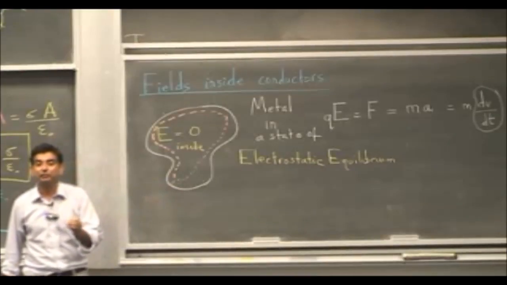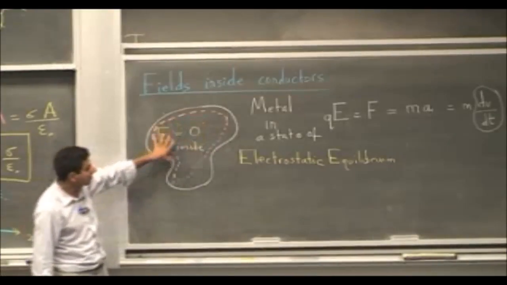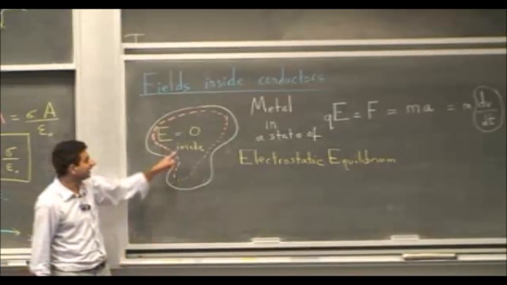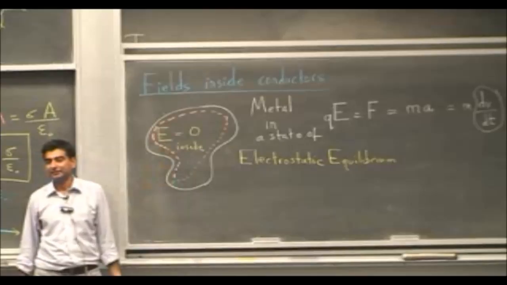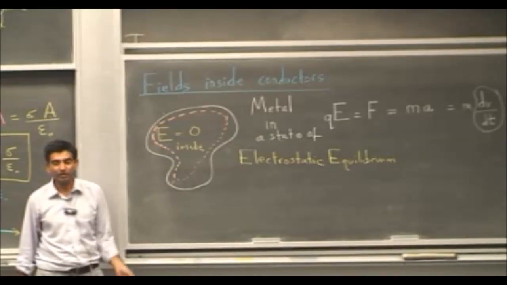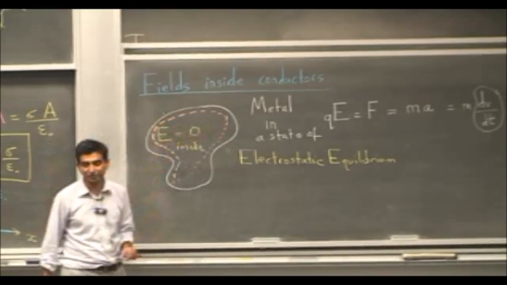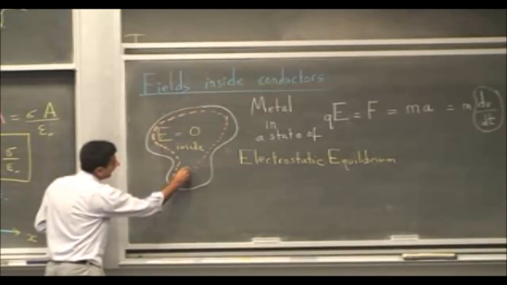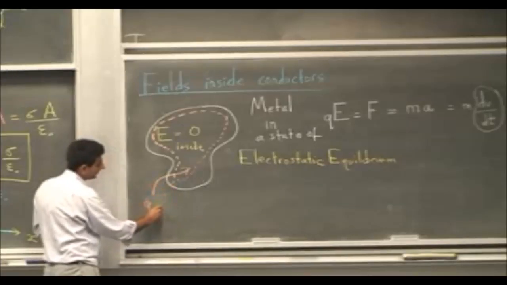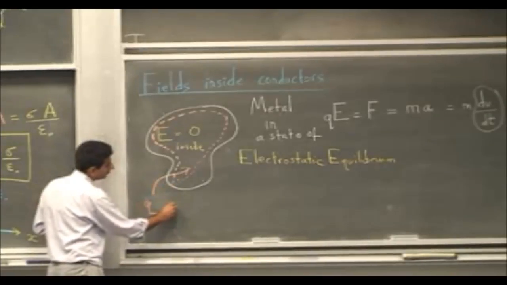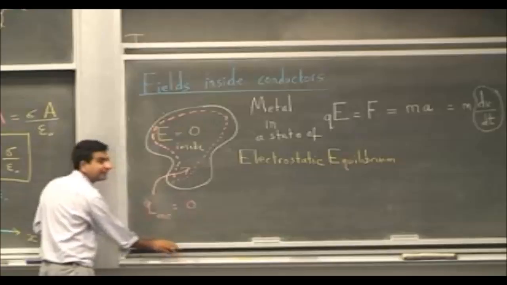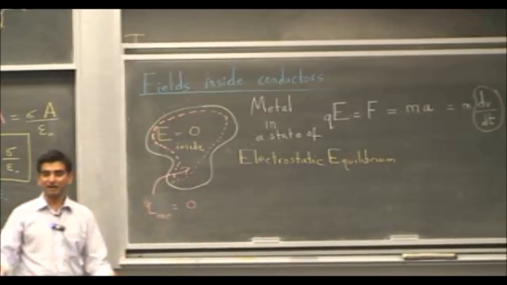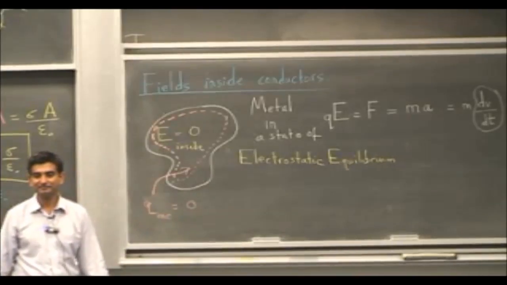What does this tell me about the charge inside this volume? 0. That's Gauss's law. So if the electric field on this surface is 0, which means the flux through the surface is 0, the charge inside this region, the charge enclosed, must also be 0. It can never be non-zero. So inside a conductor, the charge is always 0.